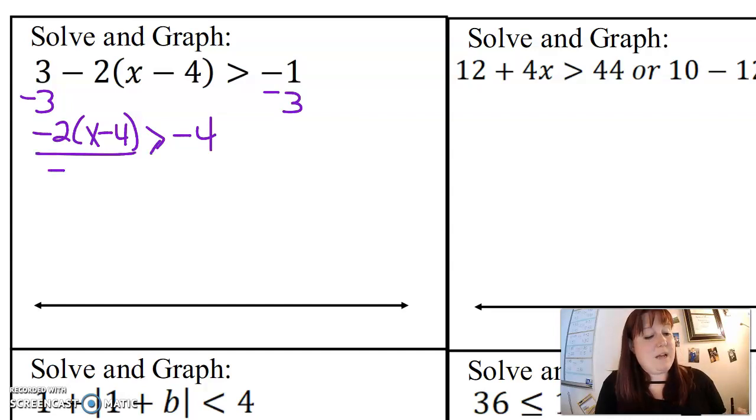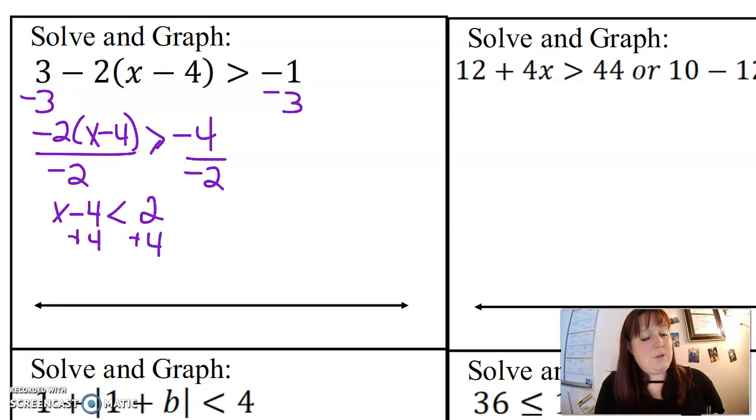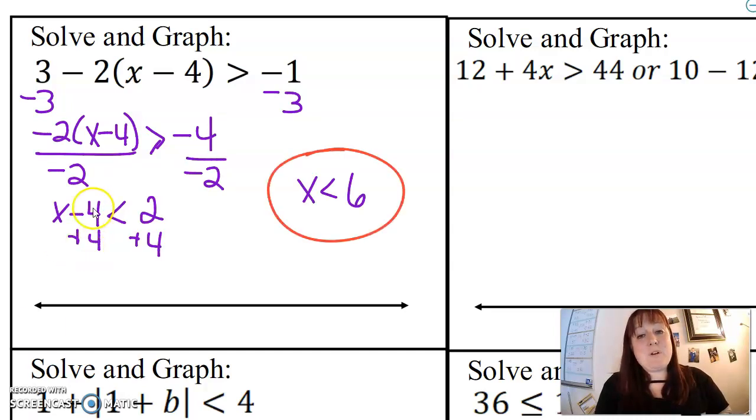Now we're going to divide by negative 2 to get that all by itself. And since we did divide by a negative number, we're going to go ahead and flip the inequality sign. And then we're going to add 4. In the end, we end up with x is less than 6. So this is our answer. The answer to this is any number less than 6 will make this whole thing true. That's what we just figured out.